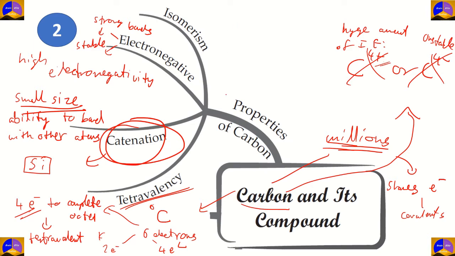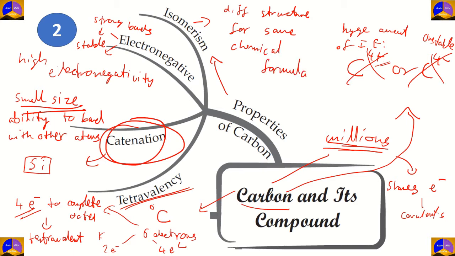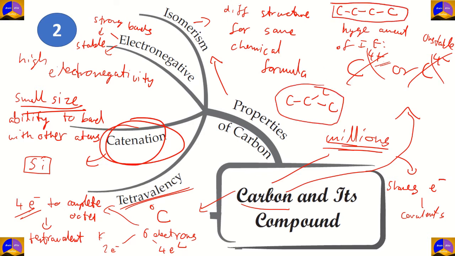Another unique property about carbon is isomerism. Isomerism basically means you can form different structures for the same chemical formula. So with carbon, you can do that. If you have a carbon compound, say having 4 carbons in it, you can either put the 4 carbons in a straight chain like this, or you can form something like this. These basically have the same formula if you write it down chemically, but from a structural point of view, they are different. This is what is called isomerism.